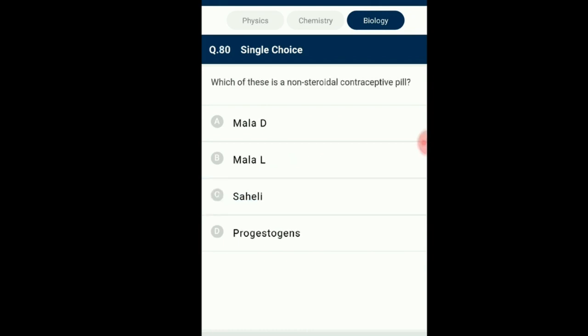Question number 80. Which of these is a non-steroidal contraceptive pill? Ormeloxifene, or centchroman, is a selective estrogen receptor modulator. It is a non-steroidal oral contraceptive pill to be consumed once a week. It was developed by the Central Drug Research Institute in Lucknow, India. So the answer is option C, Saheli.